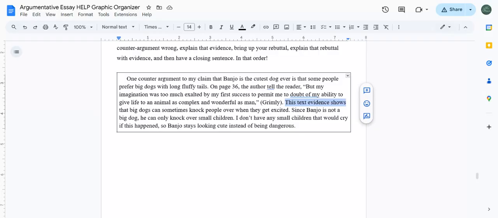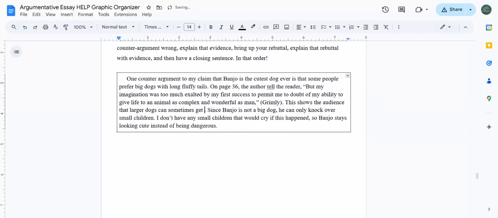Instead, why don't we say this shows the audience. I already said reader right here, so I don't want to say it again. This shows the audience that big dogs can sometimes knock people over when they get excited. Knock people over. Big dogs. These are kind of boring, so I'm going to say larger dogs can sometimes, let's say, get too jubilant. Jubilant. That's a good one.